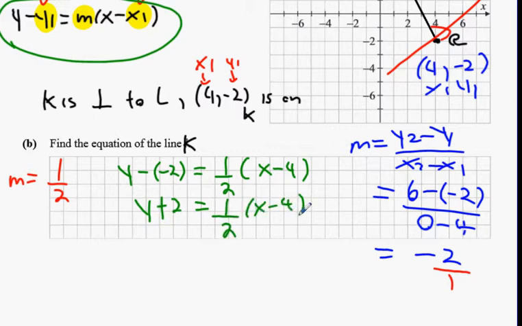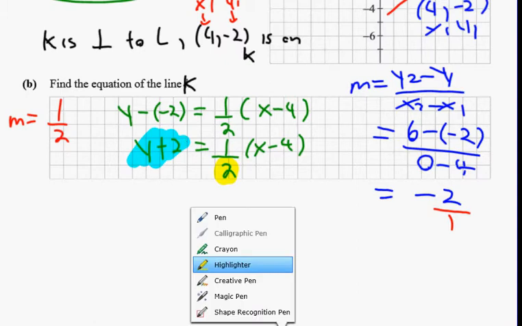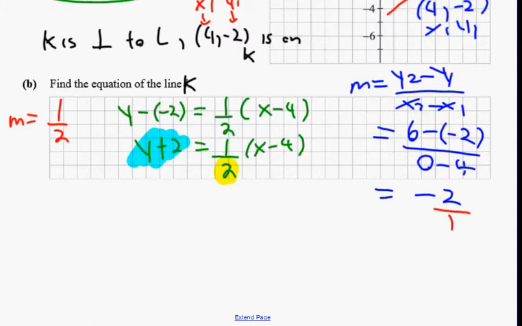Now this is the part that people start getting confused on. So 2 on the bottom. Anytime you have this equation, you may have a denominator in the fraction position, in the slope position. Whatever that denominator is, multiply it by the other side. And it's every time. Everybody happy enough with that? So what happens then? You get 2y plus 4 equals x minus 4.